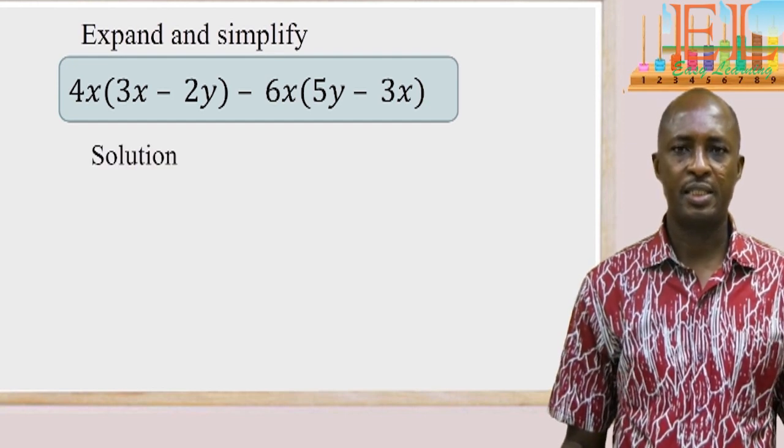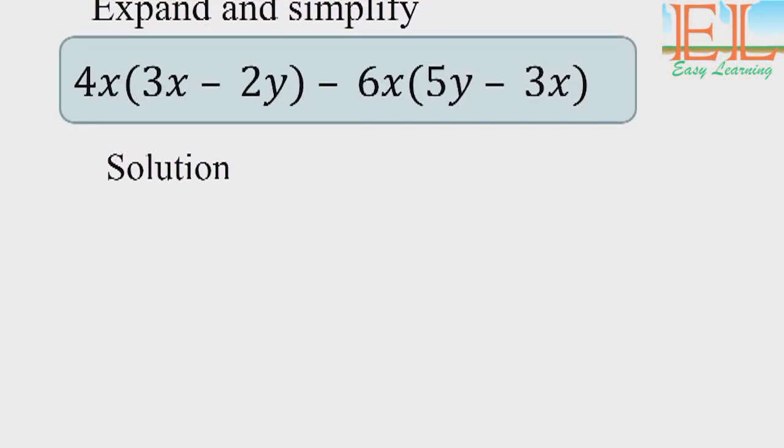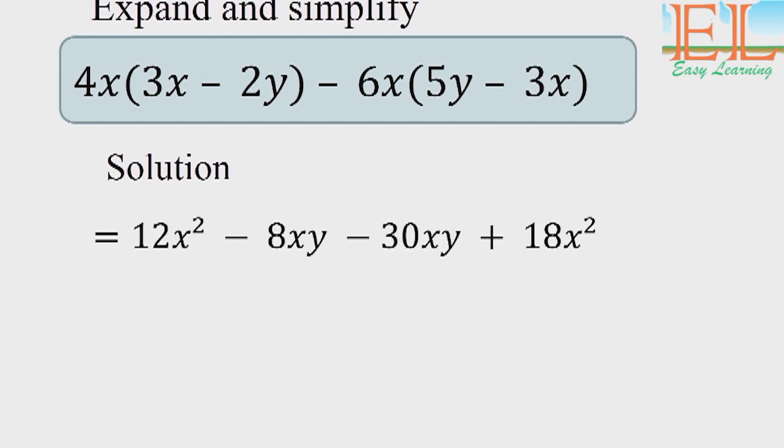Now, to expand this, we use the distributive property. So I multiply 4x times 3x. That will give me 12x squared. Then 4x times negative 2y will give us negative 8xy. Then I take negative 6x to expand the next bracket. And negative 6x times 5y is negative 30xy. Negative 6x times negative 3x gives 18x squared.